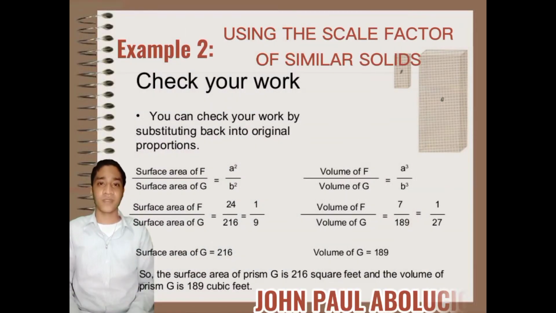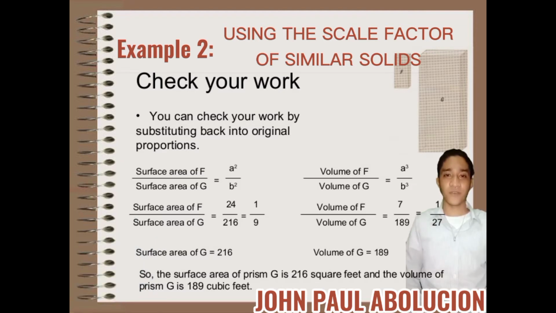Check your work. You can check your work by substituting back into the original proportion. The surface area of F over the surface area of G is equal to A squared over B squared: 24 over 216, or 1 over 9. For the volume, the volume of F over the volume of G is equal to A cubed over B cubed: 7 over 189, or 1 over 27. Therefore, the surface area of prism G is 216 square feet, and the volume is 189 cubic feet.